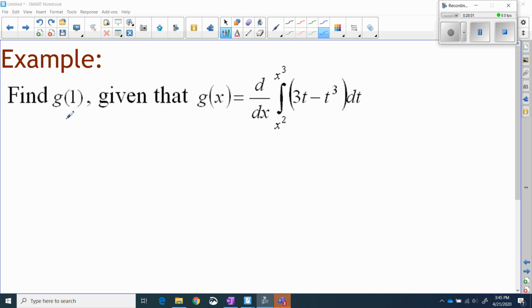Now, where students sometimes jump the gun here is they say, well, I'm just going to fill 1s in for these x's in the beginning. Well, in that case, it's going to look like your answer is going to be 0 because you're going to get the same number here and here. So we're going to do this out and see what we get for g of x first.